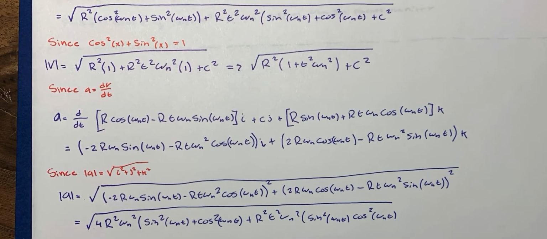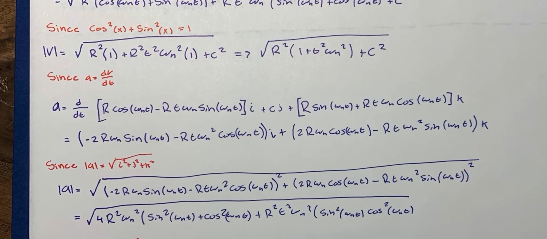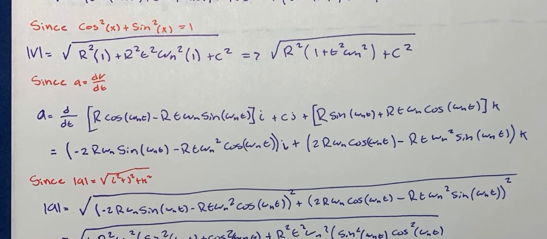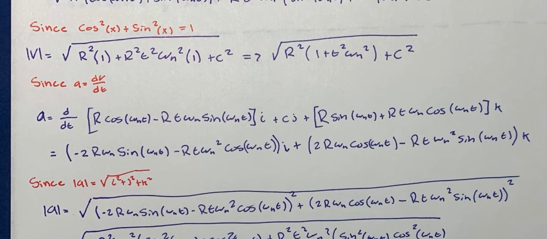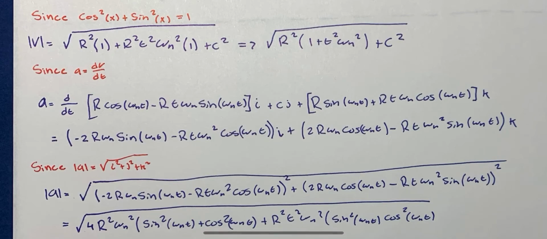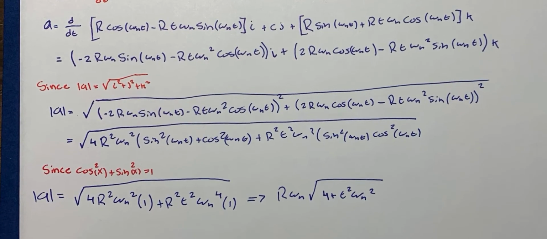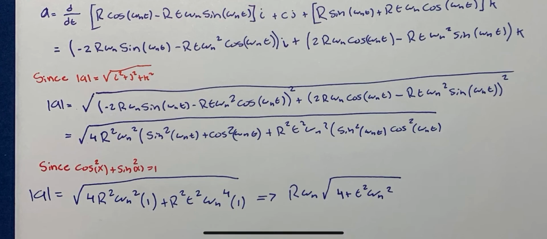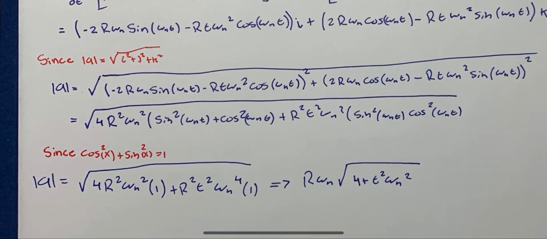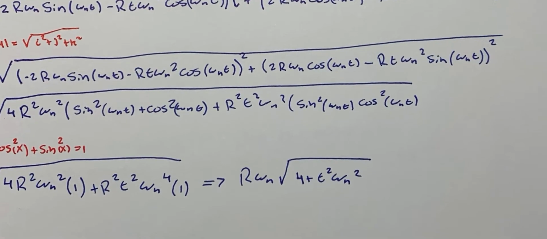And similarly, since we know that acceleration is equal to the derivative of velocity with respect to time, all we have to do is take the derivative of the velocity equation, which will end up to be this. And then, like above, you just take the square root of the sum of the squares. And then also knowing that cosine squared x plus sine squared x is equal to 1, we can simplify that down to this.